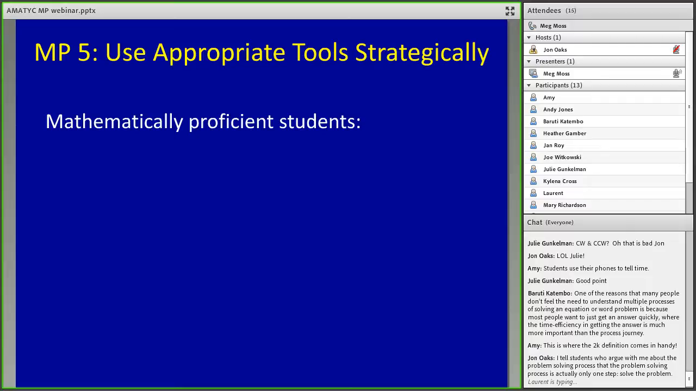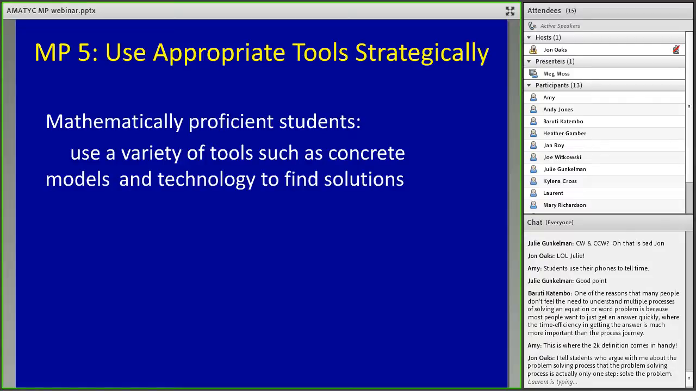MP5, use appropriate tools strategically. So this one is about using a variety of tools. And tools could be concrete models, technology, paper and pencil, a ruler, a wide variety of tools to find solutions. Calculators, right? That's a huge tool we use. And how to use that calculator, right? So many students don't understand their calculators, don't think about their calculators and how they work.